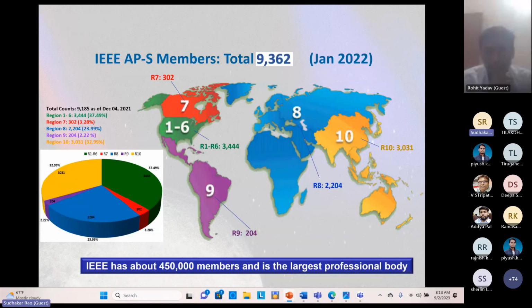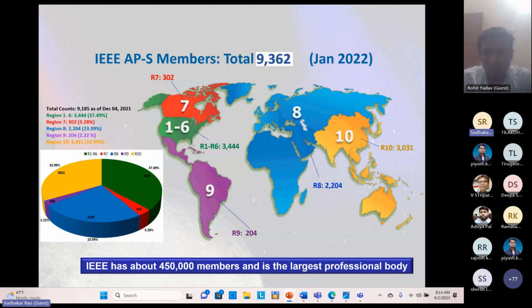And on IEEE APS, I think I just want to share this because total about 9,400 members are there. These are paid members. So if you look into the regions, I think 1 to 6 has the highest, 3,400 members. And then next comes region 10, which is 3,031, which is almost close, within 10%. So I think region 10 is very important where you are, most of you. And then the Europe is the next one, which is region 8. So that has about 2,200 members, and region 9 has a small number, 204 members, that is South America's. So region 7 is Canada, so that has about 300 members.